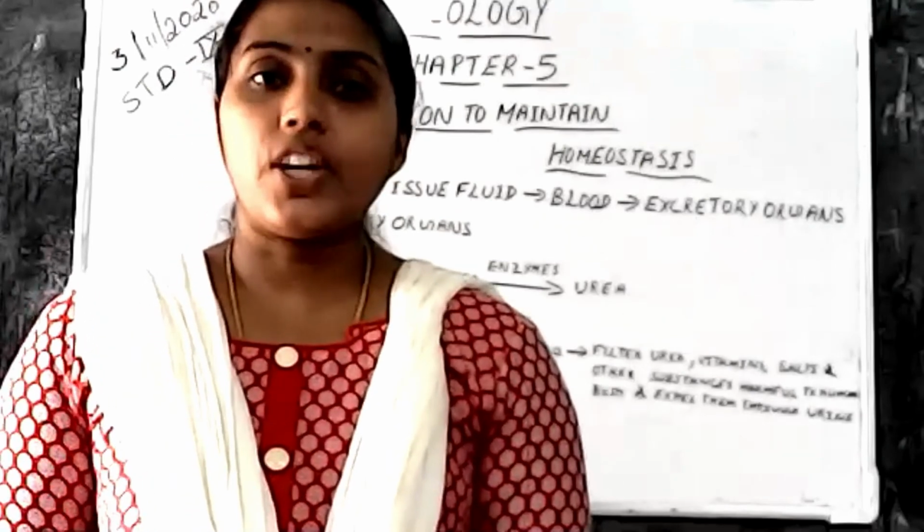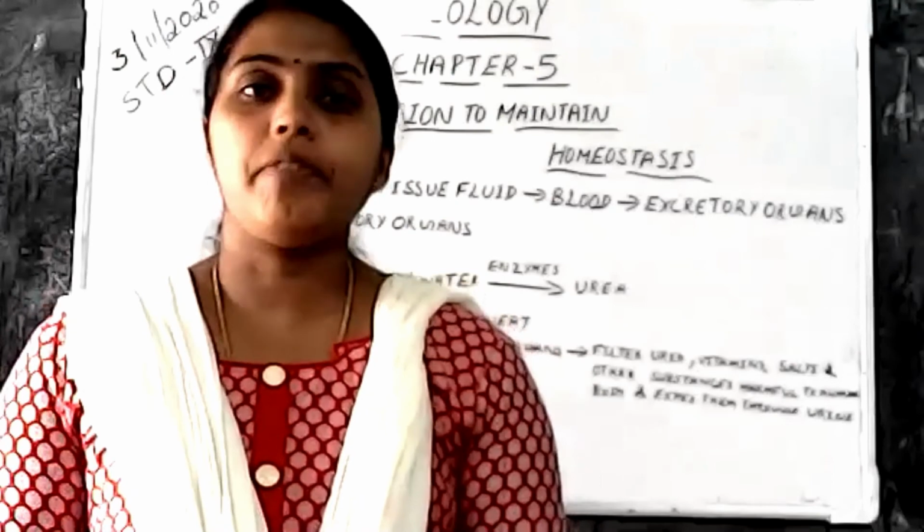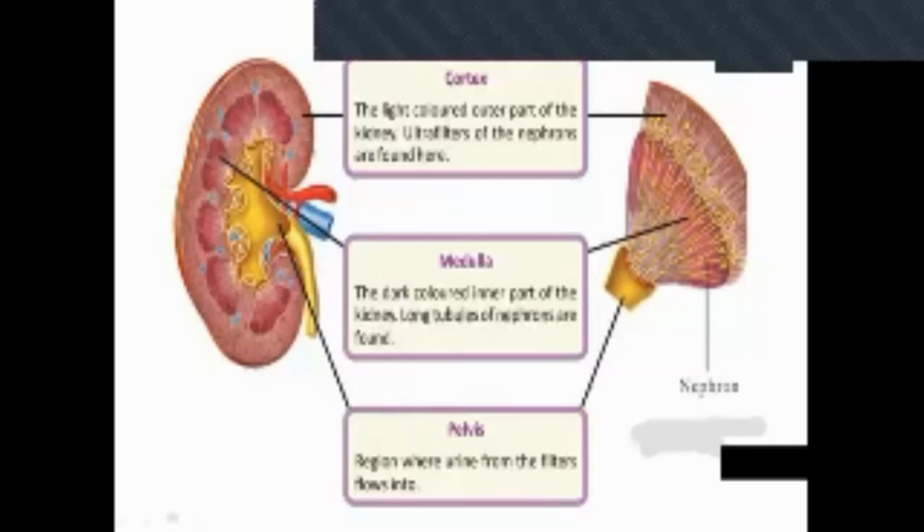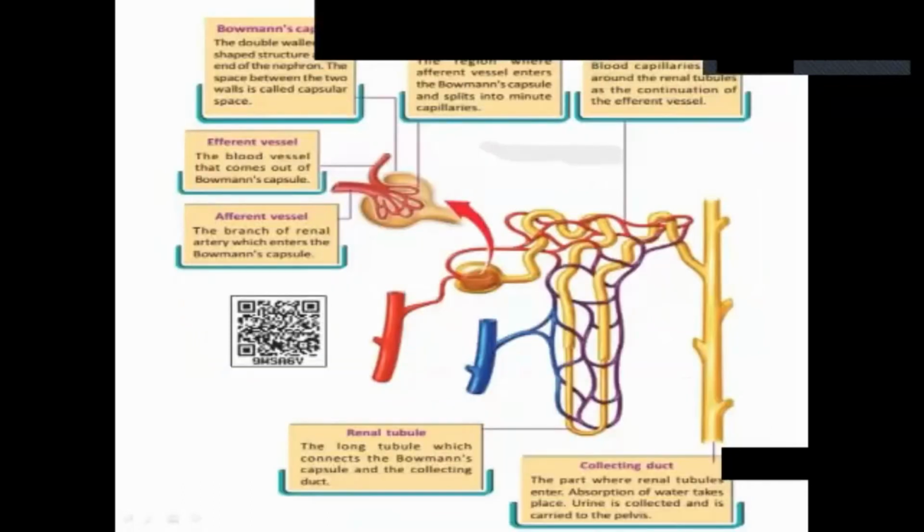Now we can see the structure of a nephron. We have already told that nephrons are the basic structural and functional unit of the kidney. Now we can see the structure of the nephron.